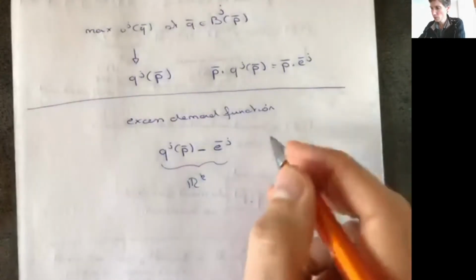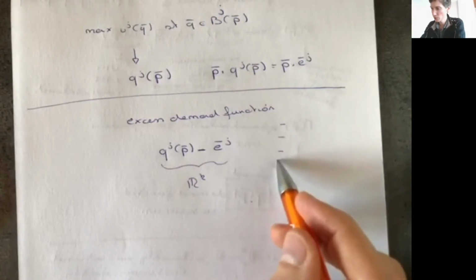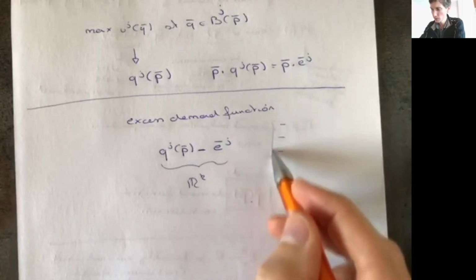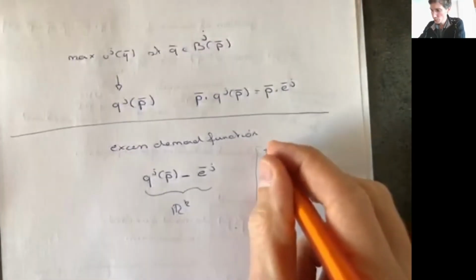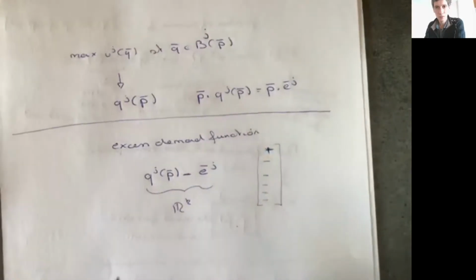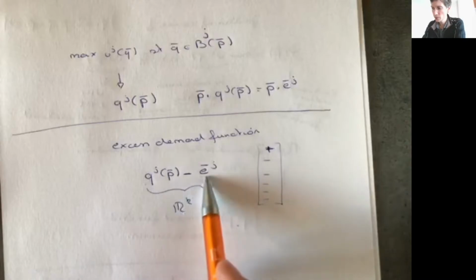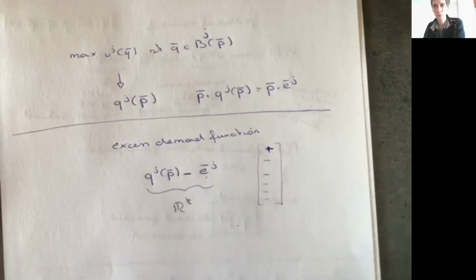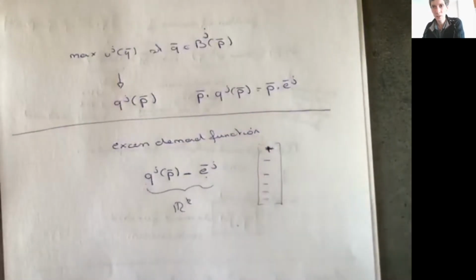Okay, so we have an entry for the first good, an entry for the second good, an entry for the third good, and so on. So this would be a vector. If this would be positive, then what the consumer consumes of the first good is higher than what the consumer has of the first good to start with. So if this is positive, then we say there's excess demand for the first good for this consumer.